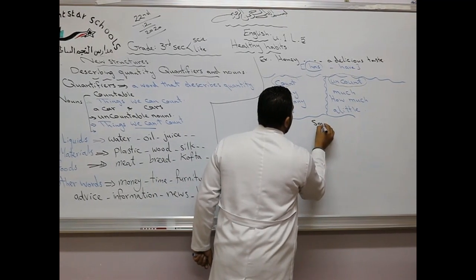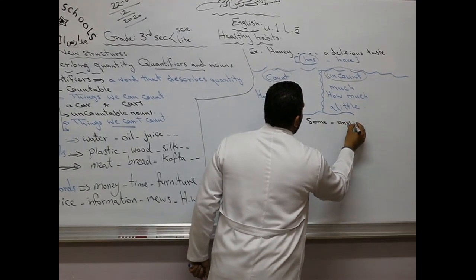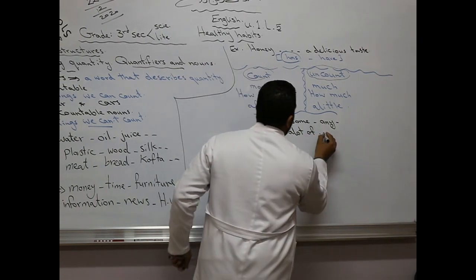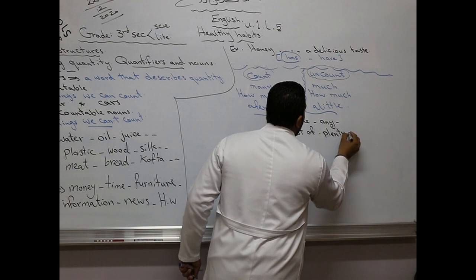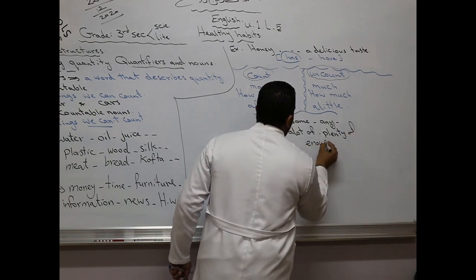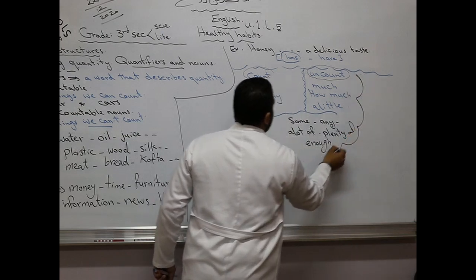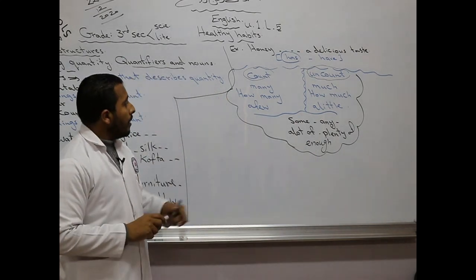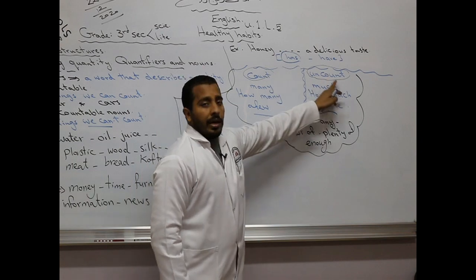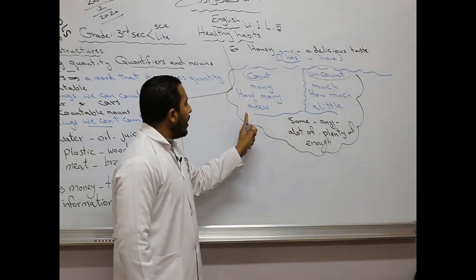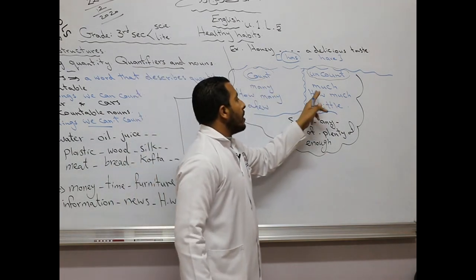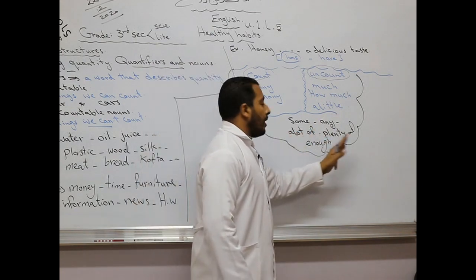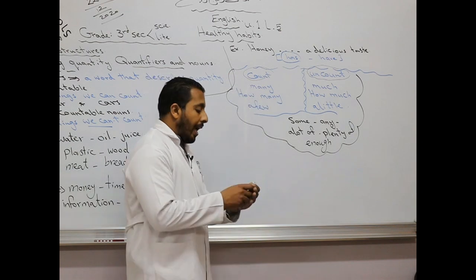But some, any, a lot of, plenty of, enough. All these words can be used with countable and uncountable nouns. Again, we have two kinds of nouns, countable and uncountable. We use many, how many, a few with countable nouns, but we use much, how much, a little with uncountable nouns. Some, any, a lot of, plenty of, enough can be used for both countable and uncountable.